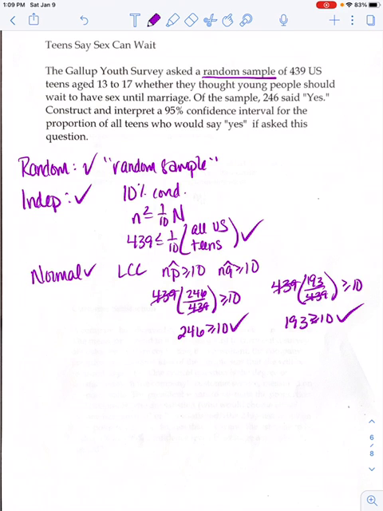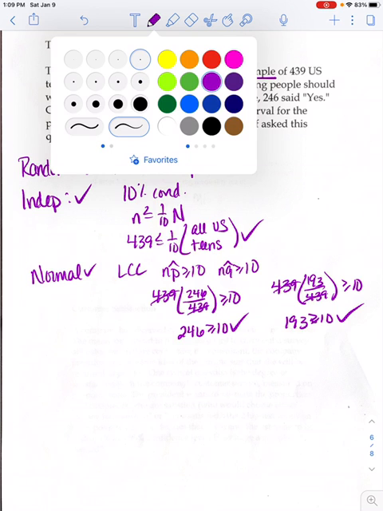All right, there you are. There are your three conditions. Okay, the next thing I want you to do, and I really want you to get in the habit of doing this before the conditions. I just kind of got ahead of myself.